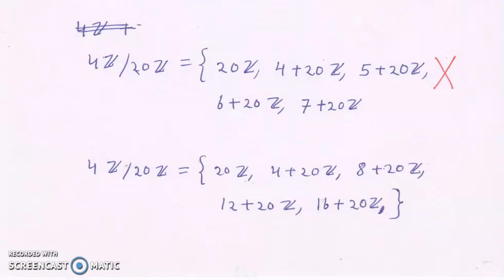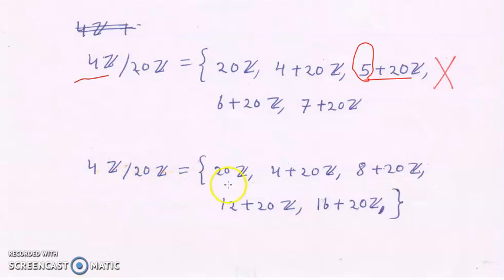So it means, let us write the coset. If I write the coset like this, 4Z by 20Z is 20Z plus 4 plus 20Z and 5 plus 20Z, then this is wrong, because 5 plus 20Z is not an element of 4Z. So you cannot write it like this. Let me cross it.